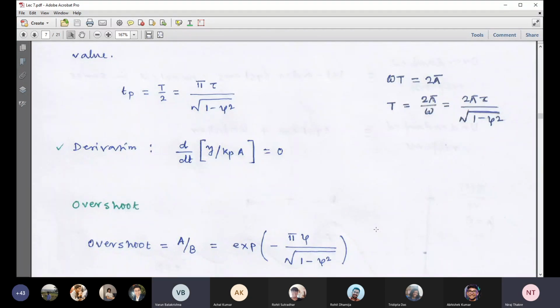Sir, a plus b will be 1 minus because once we convert sine of pi plus phi in the equation, the negative cancels out. So what you were saying, 1 minus exponential of minus pi zeta by under root 1 minus zeta square. No, it should be 1 plus. You check. Yes, sir, I'm getting it is 1 plus. Anyone got 1 plus? What's the roll number here?